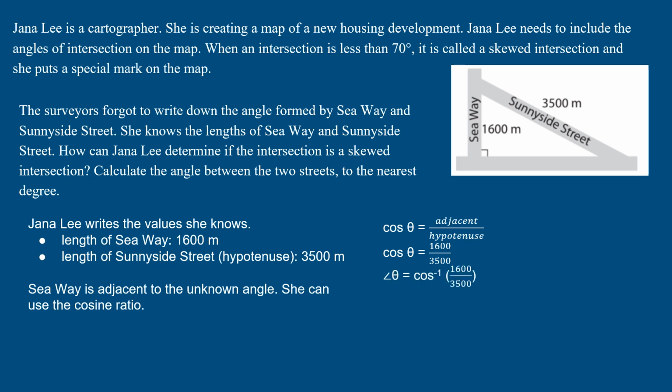Then, to find the angle, she has to move cosine to the other side. We call that the inverse cos, and we denote that by putting a little -1 on top. So we move the cosine to the other side, and we take the inverse cos of 1,600 over 3,500.